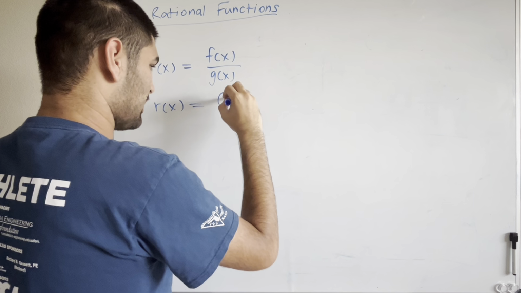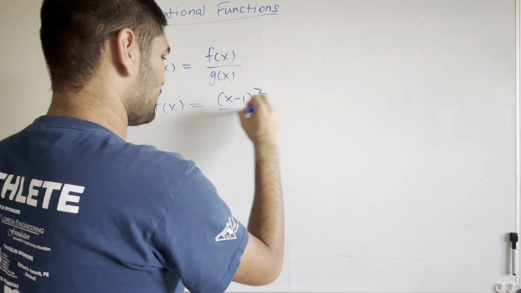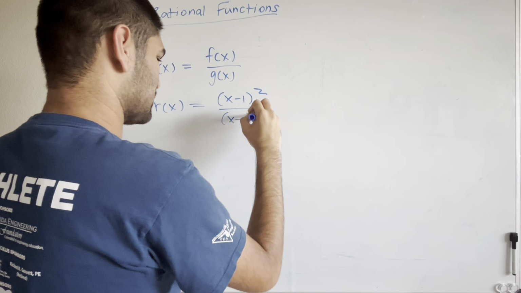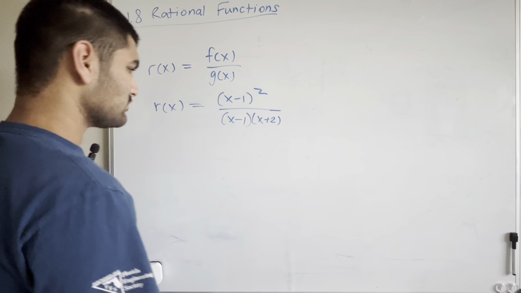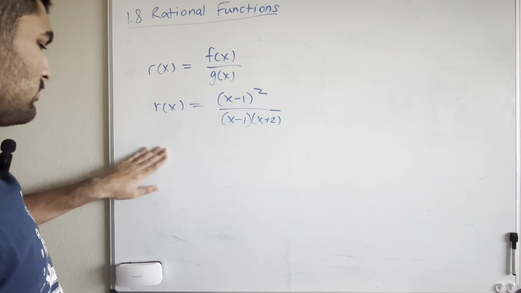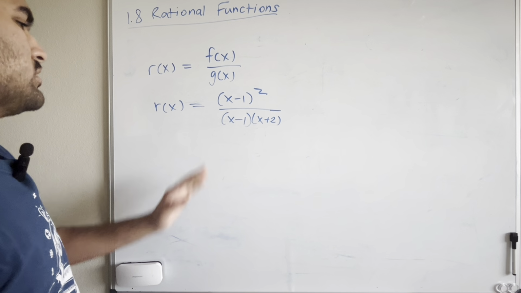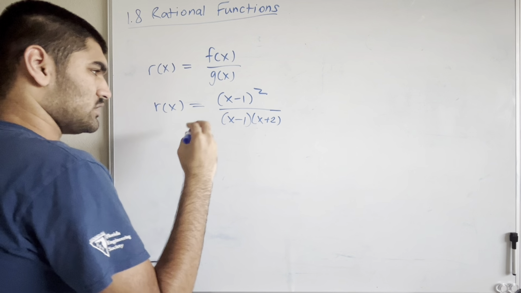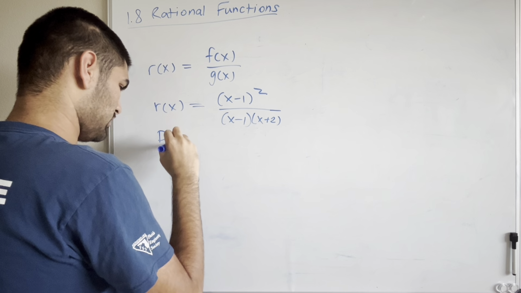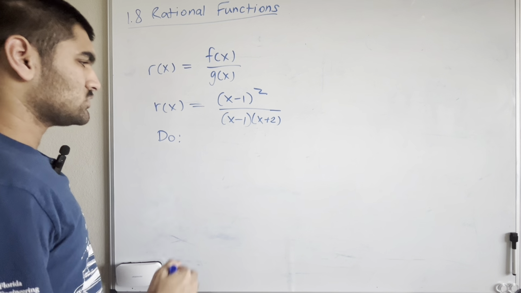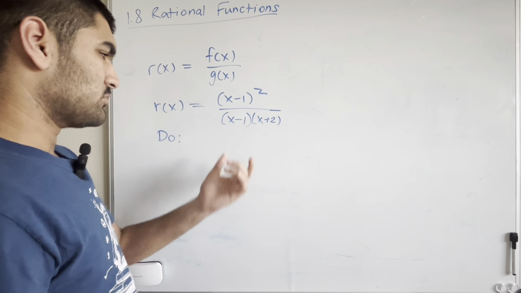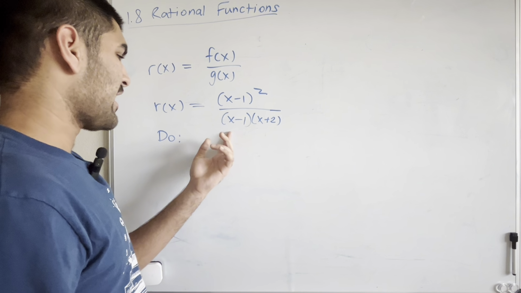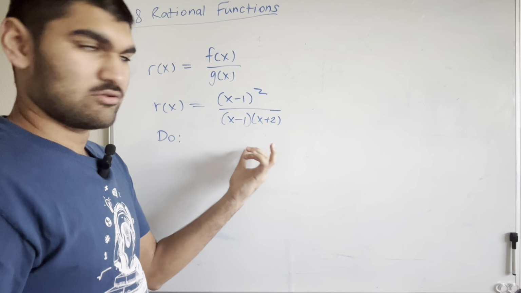Now let's do a more concrete example. Let's say we had (x minus 1) squared over (x minus 1) times (x plus 2). There are some key features that we need to talk about for this rational function. The first one is domain. The domain of any rational function is basically all real numbers, except you have to exclude the x values that make the denominator equal to 0.